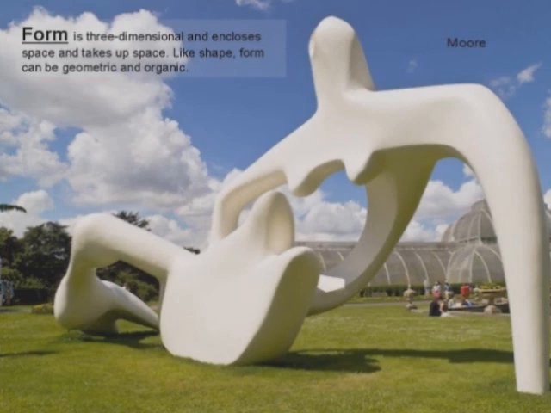The last element is form. Form is 3-dimensional and encloses space and takes up space. Like shape, form can be geometric or organic. On this art piece by Henry Moore, you could see how you could walk around the form to see it from all sides.